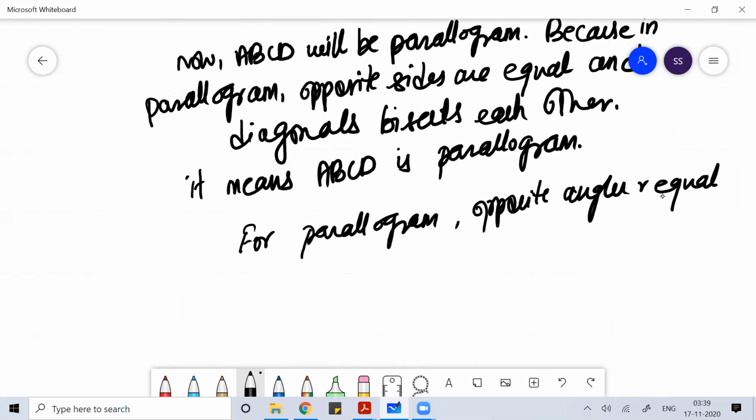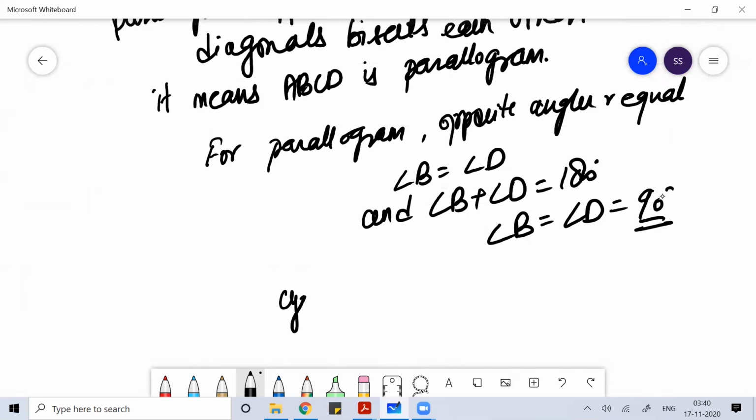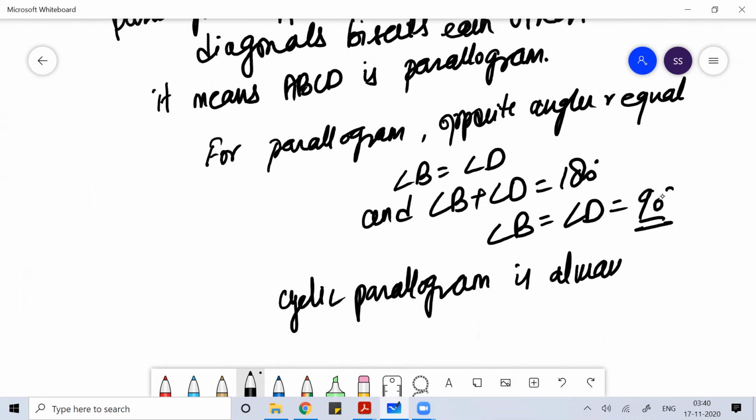I think everyone by this time should understand. So angle B is equal to angle D, and the sum of angle B plus angle D is 180 degrees. So angle B plus angle D will be equal to 90 degrees. You need to understand that the cyclic parallelogram is always a rectangle. You need to understand this part.